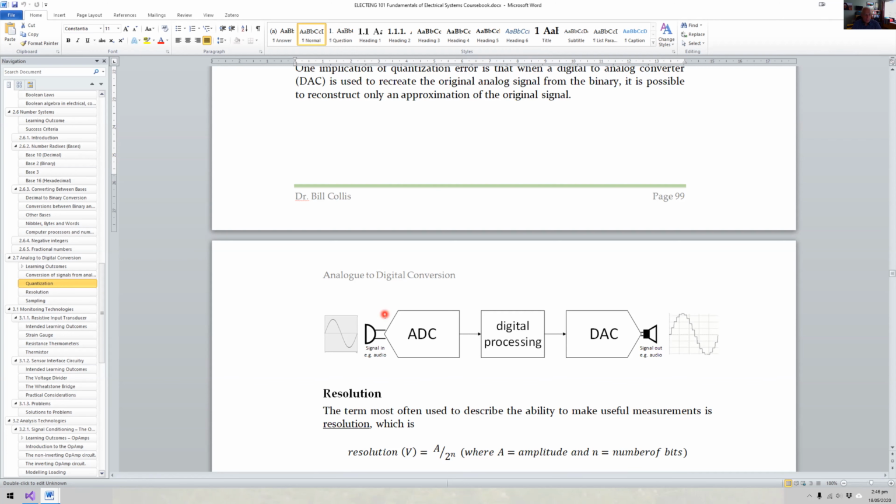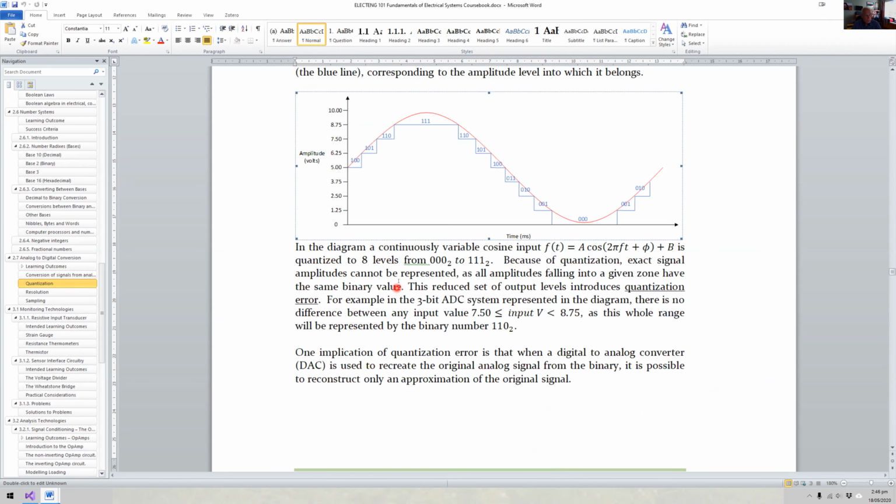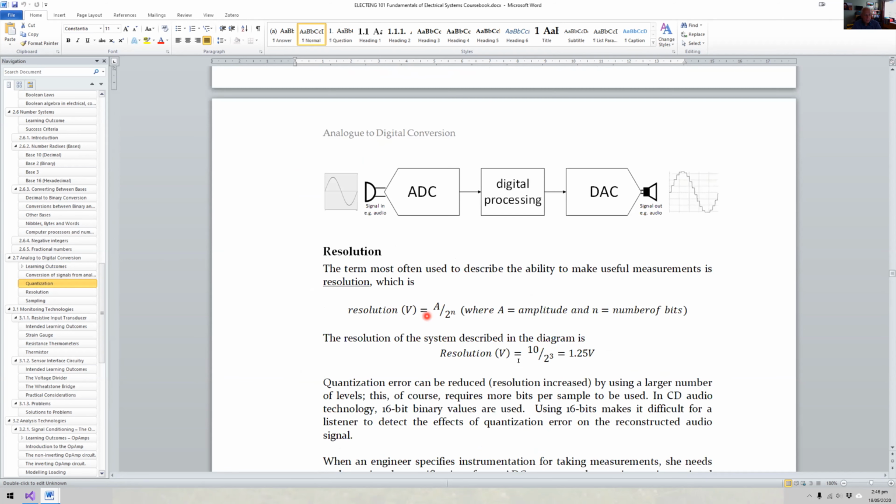So the thing to remember there is resolution. It's this single step size here, and this resolution is the analog amplitude divided by 2 to the power of the number of bits. So in this case we've got 10 over 2 to the power of 3, which equals 1.25 volts.